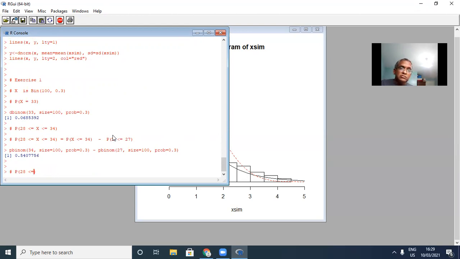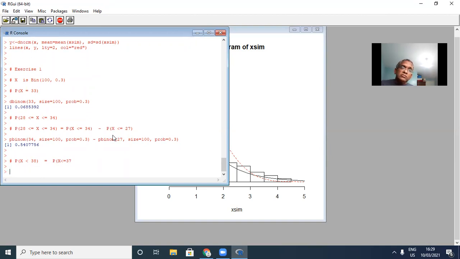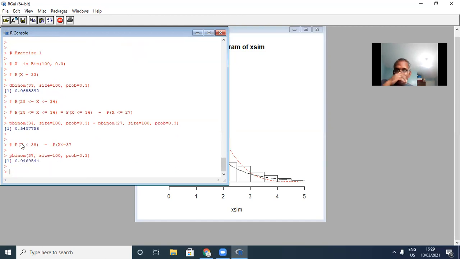The next question is to find the probability that X is less than 38. Now remember, binomial can only take integer values. So this is the same as the probability that X is less than or equal to 37. To find this, all you have to do is put 37 here. That's what you get. So this is the answer for the probability that X is less than 38. Are you okay so far? All right. So that's the first part of exercise 1.